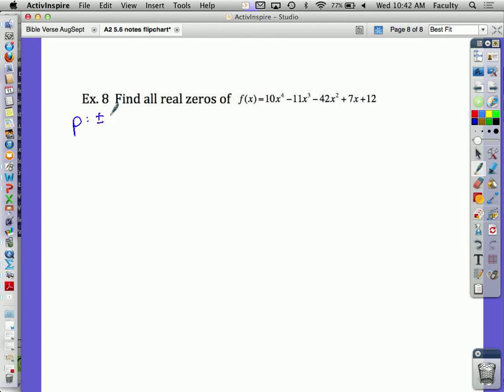So P is plus or minus 1, plus or minus 2, plus or minus 3, plus or minus 4, plus or minus 6, plus or minus 12. And Q is plus or minus 1, plus or minus 2, plus or minus 5, plus or minus 10.